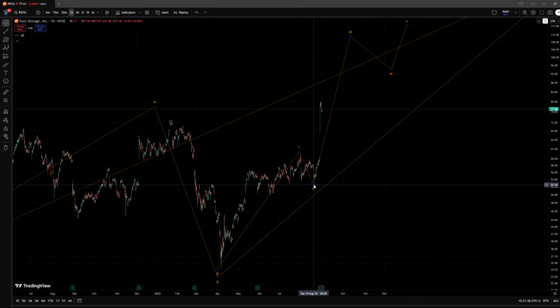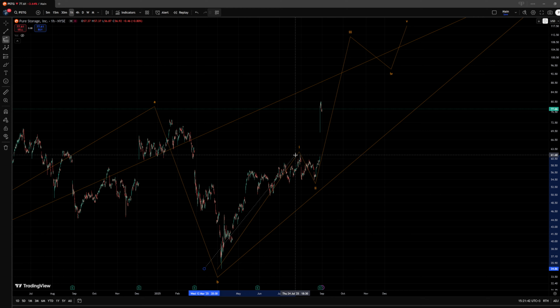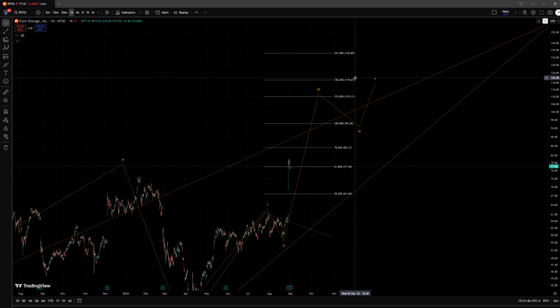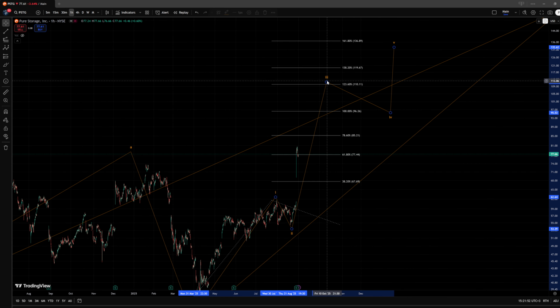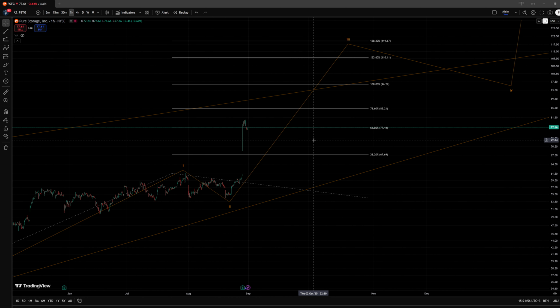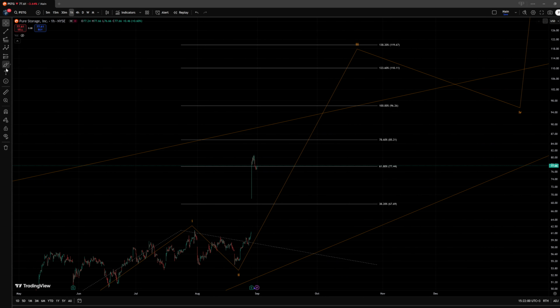Because if I were to label this C wave in the movement that we just described, I would be looking for an ideal target in this third wave to reach the 138.2% extension at $120. And we are still quite far away from that. We are already developing some structure, which is not necessarily good or bad, but ideally we would still continue and not complete this third wave within here.